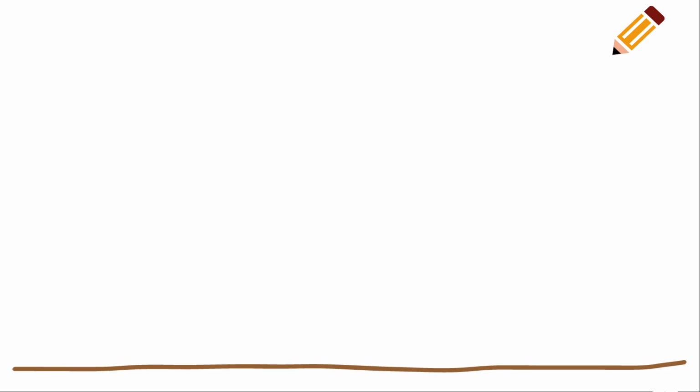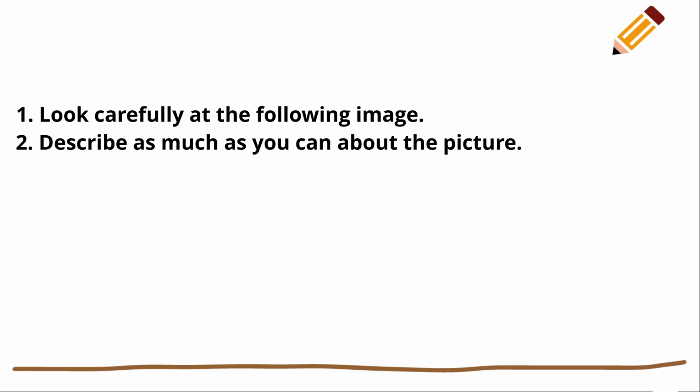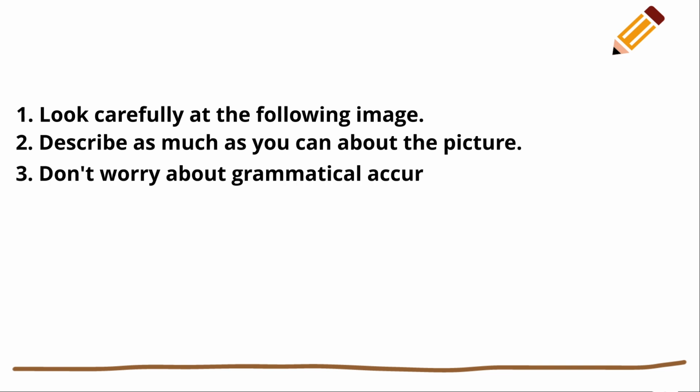Here's how it works. We're going to look at an interesting picture. You should try to describe the picture in as much detail as possible. Challenge yourself to describe every detail that you notice, even if you find it difficult or you don't know exactly what words to use. You don't have to be 100% accurate, so don't worry about making mistakes. Just focus on using the English that you know to say as much as you can.